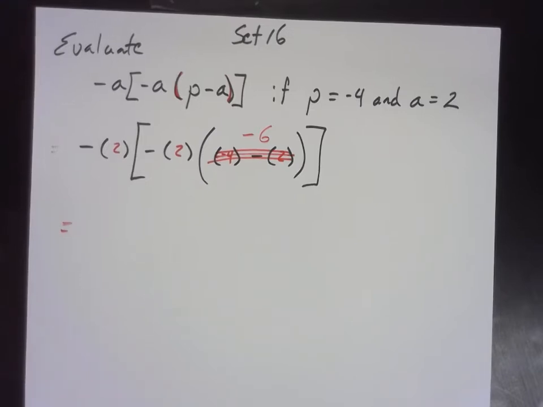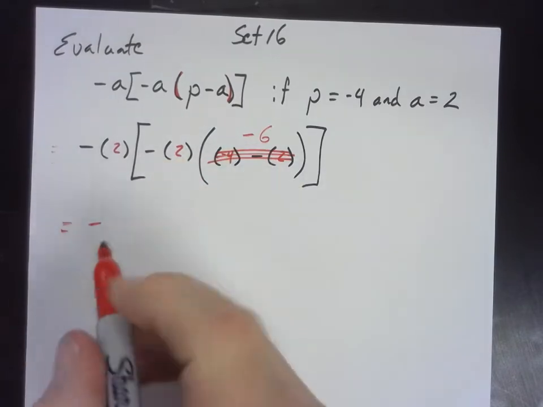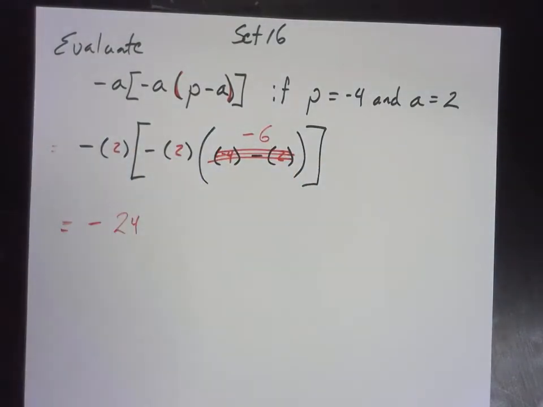All multiplication. Does it matter what order we do it in? No, it doesn't. We're multiplying. There are 3 negatives. What does that tell us about the product? It's negative. And if we go 4 times 6 is 24. If we go 12 times 2, still 24. Doesn't matter what order we multiply it out in.